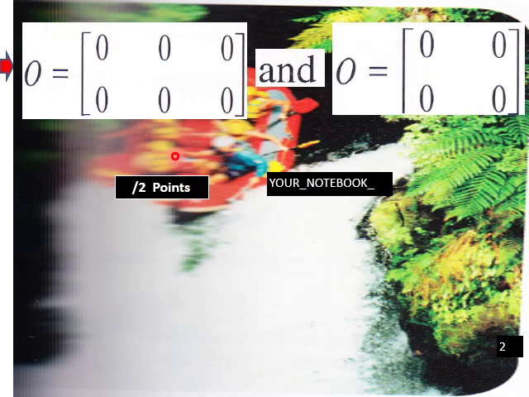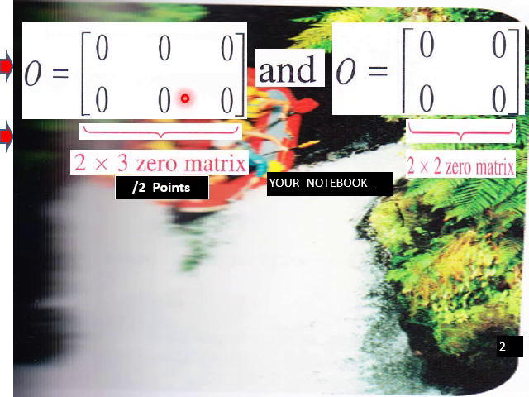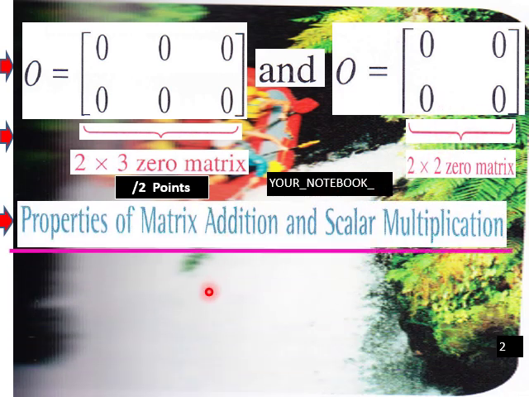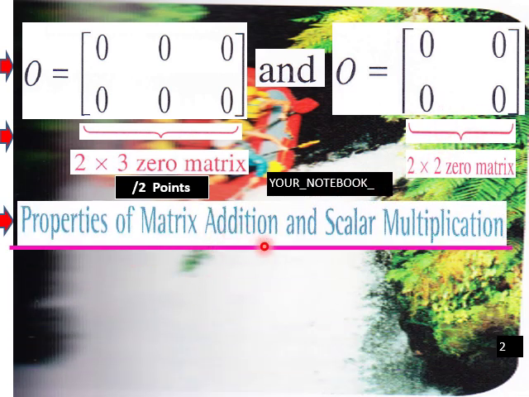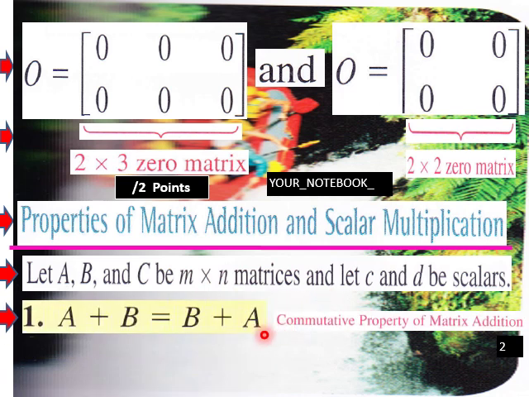So here we have a 0 matrix, and then here's another 0 matrix. This is a 2x3, and this is a 2x2 matrix. So here is a 2x3 zero matrix, and this is a 2x2 zero matrix. Properties of matrix addition and scalar multiplication. Let A, B, and C be m times n matrices, and let c and d be scalars.